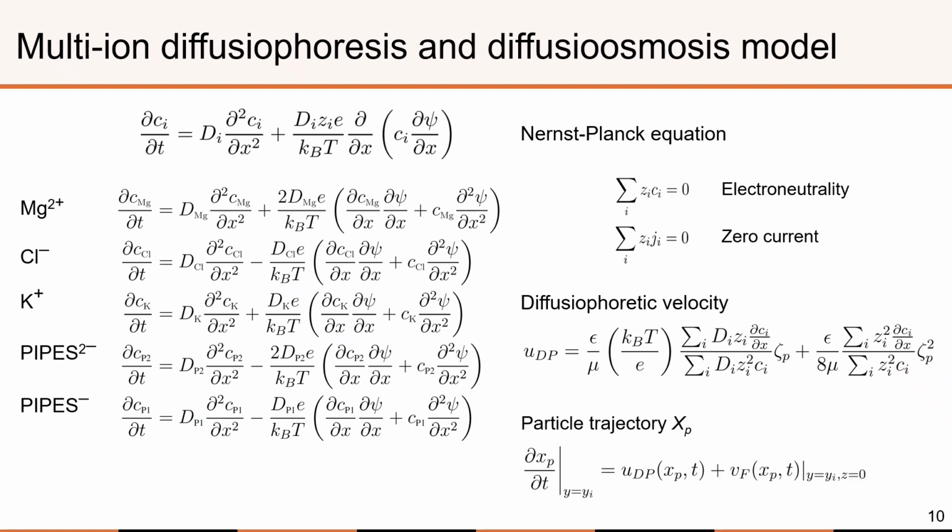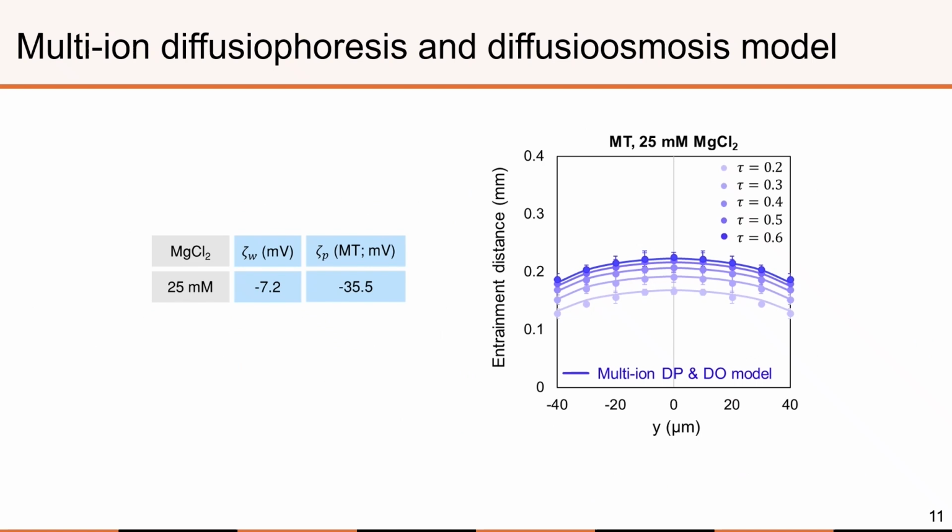Particle trajectories along different y positions were obtained by considering local flow velocities at the corresponding y positions. The measured and calculated trajectories are compared directly by using the zeta potentials of the microtubules and the pore walls as fitting parameters. For 25 millimolar magnesium chloride, we obtained the best fit with the wall and microtubule zeta potentials of -7.2 and -35.5 millivolts respectively, which are consistent with the previously reported zeta potential values.